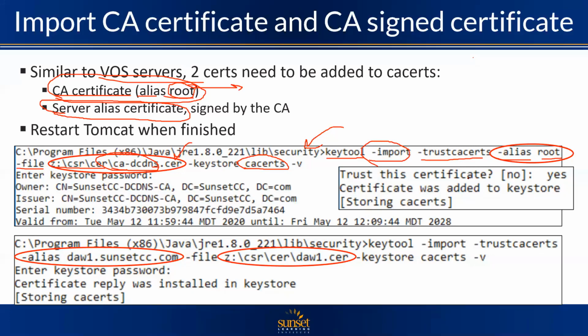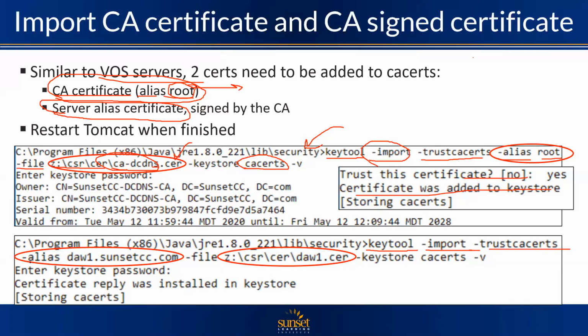It asked me if I want to trust that certificate, asked me about passwords and whatnot, I'll just use changeit as the password, and it should come back and say certificate was added to the KeyStore. You could, of course, do some list commands to verify that was there. Second step, though, I've got to add now the signed certificate from the CA. Again, using the Keytool command, still using an import process.